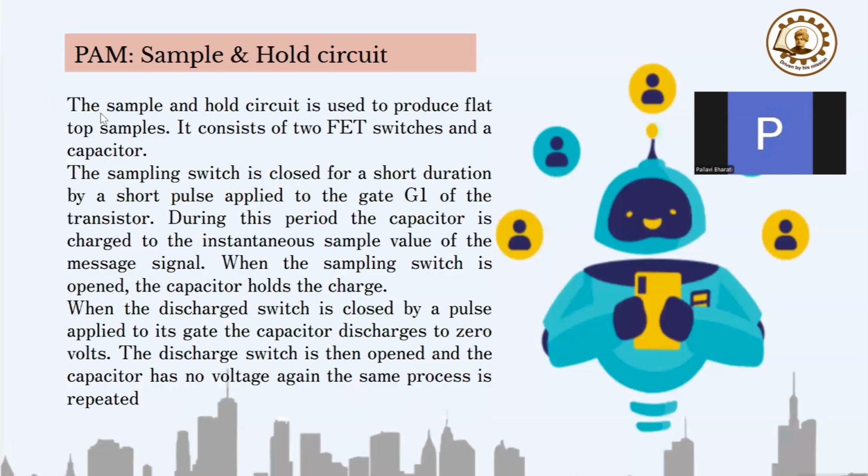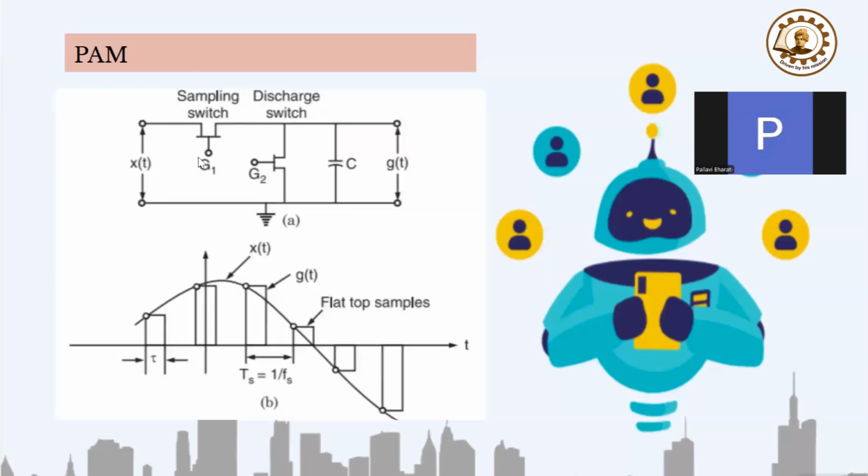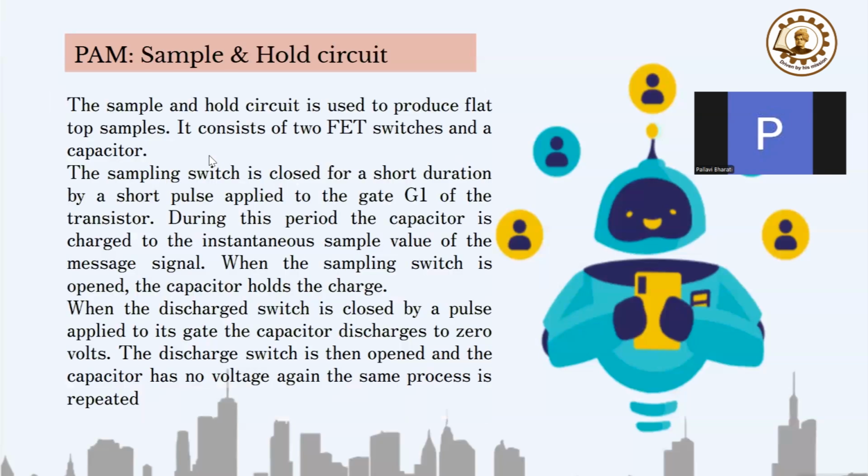Here the writing is given for the process. The sampling switch is closed for a short duration by a short pulse applied to the gate of the transistor. Obviously, we know from MOSFET theory that the gate acts as the input part. When you give a gate voltage more than the threshold voltage, at that time the MOSFET turns on.